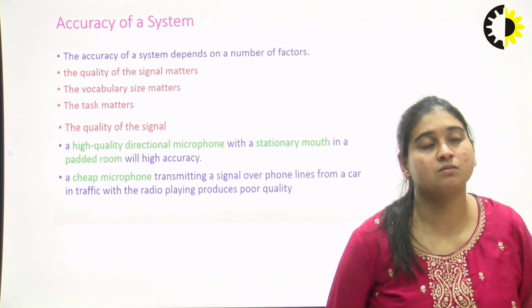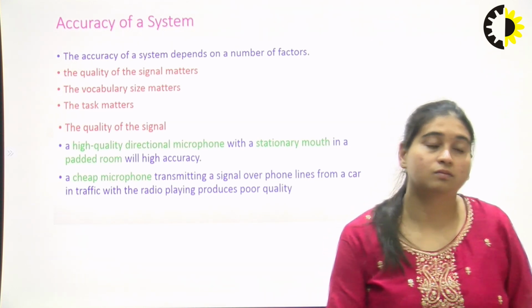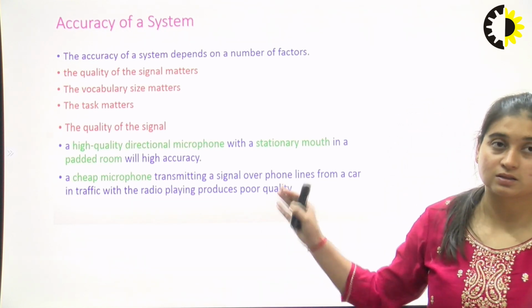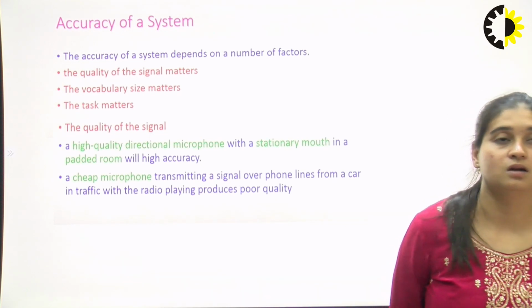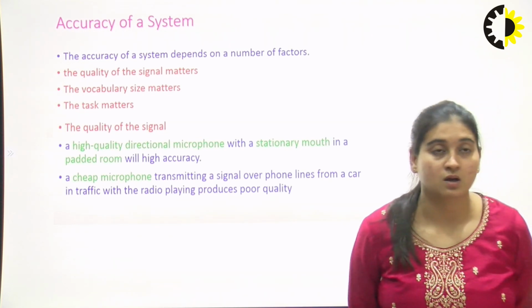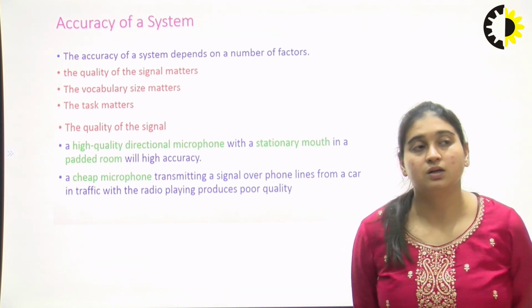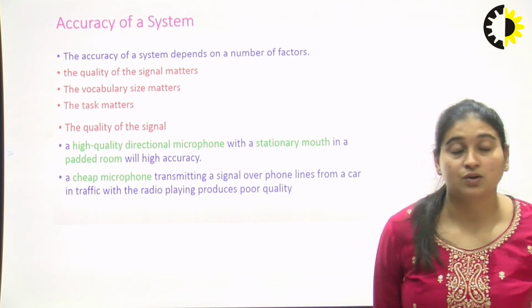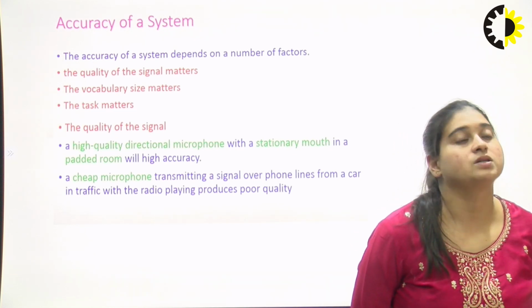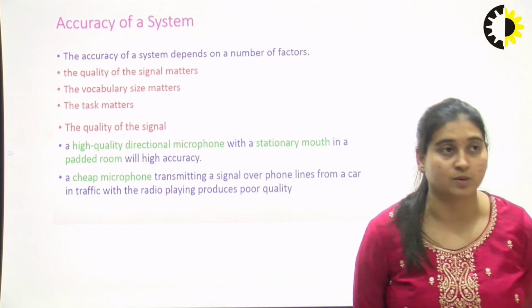Accuracy of a system depends on a number of factors. For example, I have listed these factors. First is the quality of the signal, which matters a lot. Vocabulary size also matters. Third is the task, which also matters. And the last is the accuracy of the system. It also depends on the quality of signals to the extent possible.